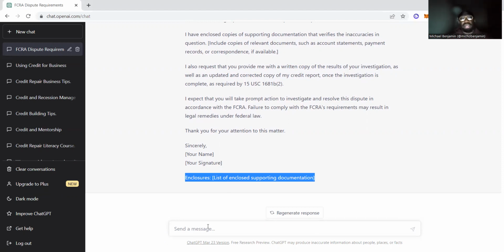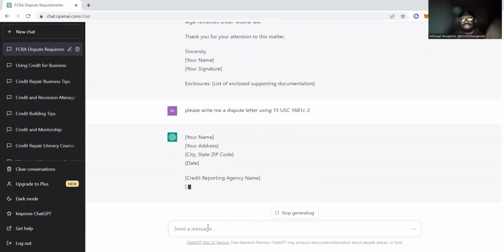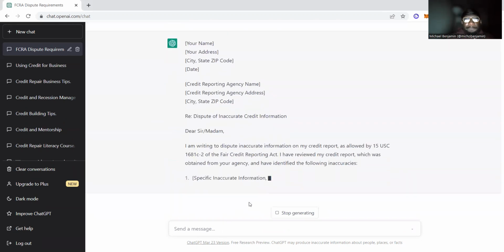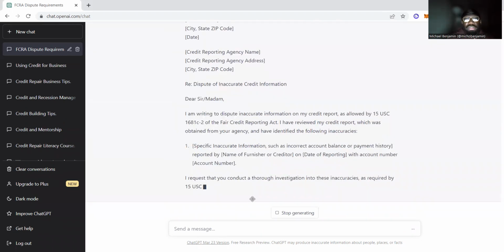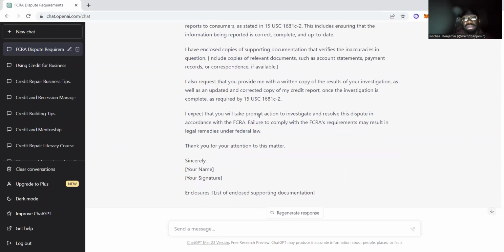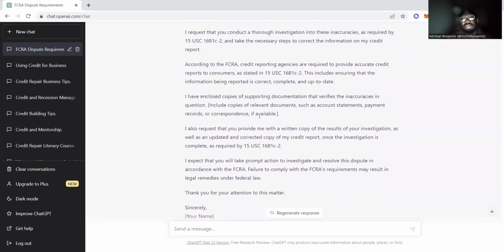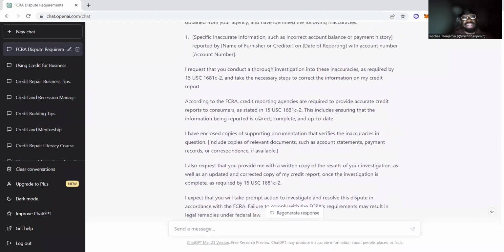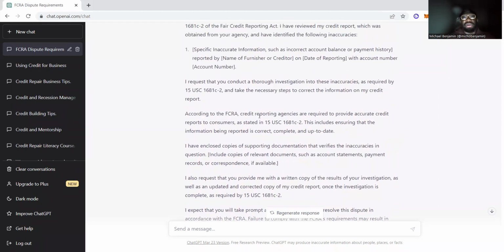So I want to try, gotta have manners. Please write me a dispute letter using 15 USC 1681c-2. I'm curious if it's going to do the same type of thing. So I think it's low-key doing the same thing. So this just goes to show you, even with AI technology, you have to know what you're talking about, right? You're not just finna pull up, write me this using this code, and then it gives you everything in the world.